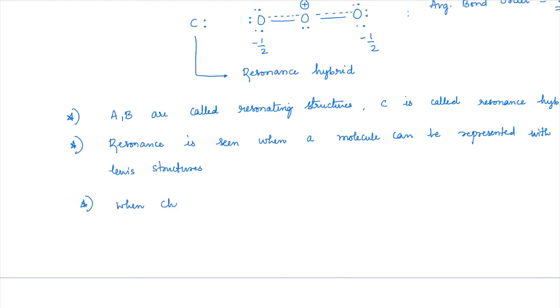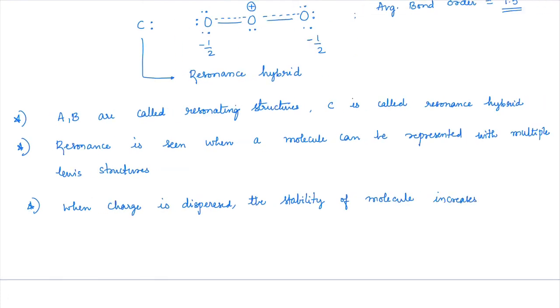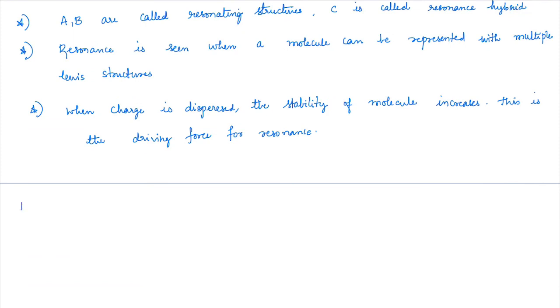Last thing, when charge is dispersed, the stability of molecule increases. I think this is the same thing we learned in thermodynamics as well. This is the driving force for resonance. These are the important catch points which you need to understand. Okay. So guys, your task now is to do all this, draw resonance structures.